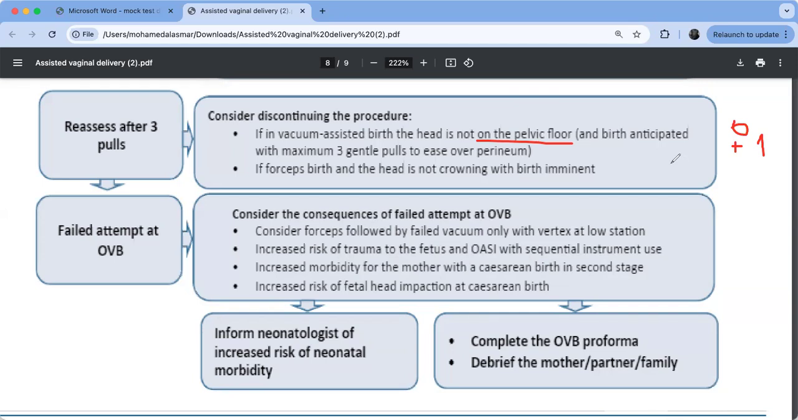What will you do now? Can you continue? Even if a descent occurred from 0 to +1, would you consider it successful enough to continue? No. Okay? If it is only on the pelvic floor, I can continue.